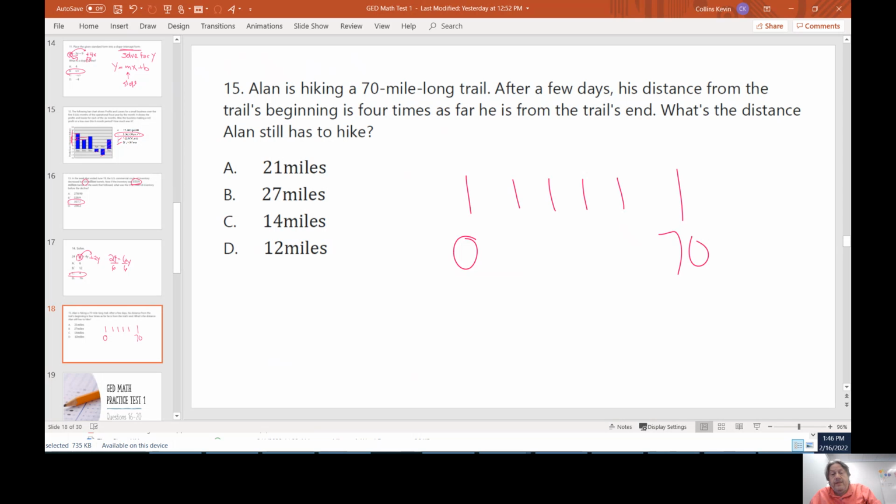But the point of the story is he's gone 4 of these out of 5. So how many does he have left? Well, he has 1/5 to go. If you multiply by 1/5, that's the same as dividing 70 by 5. Take a calculator, 70 divided by 5 is in fact 14. And there's our answer.